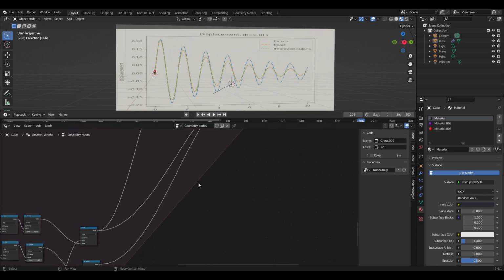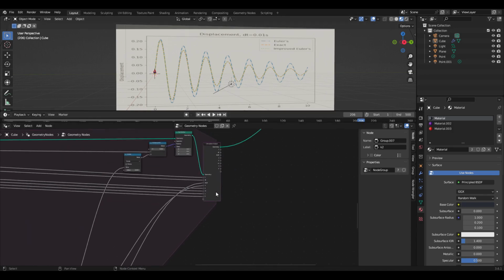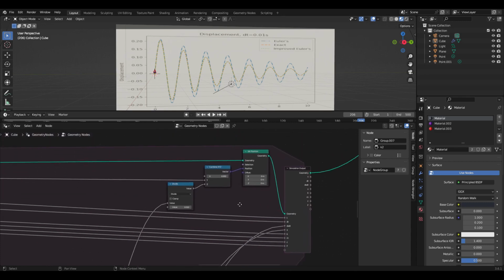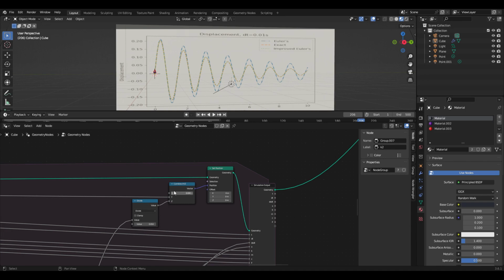And then here the same thing. I'm taking the displacement output, x of n plus 1 actually, and that's going into this divide, and that's going to z, and that's going into a set position.